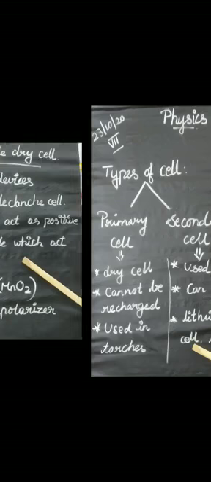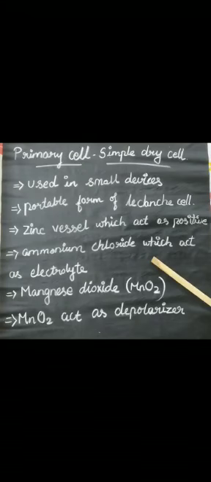Next we can see the primary cell, which is a simple dry cell. The dry cell is one type of chemical cell that is commonly used in the form of batteries. For many electrical appliances, we are using batteries. That is a convenient source of electricity available in portable form. It was developed in the year 1887.